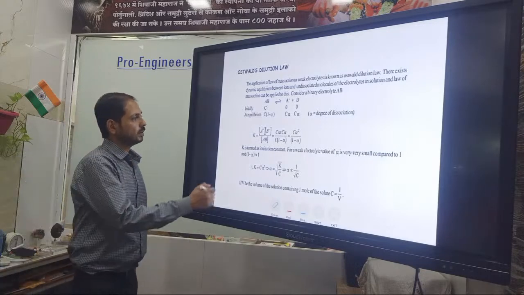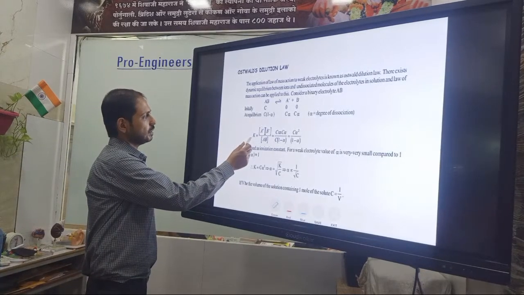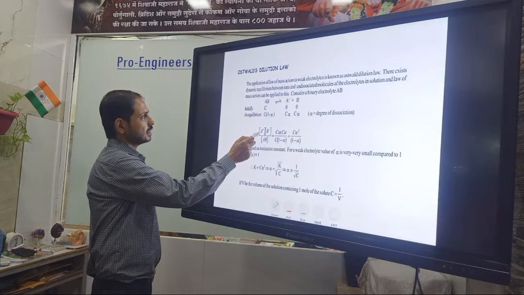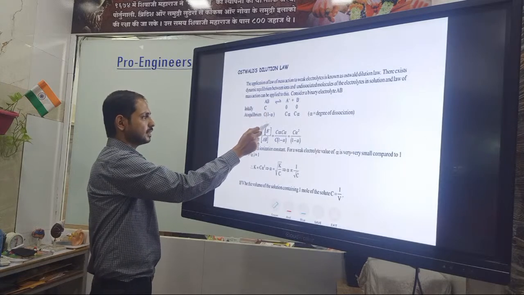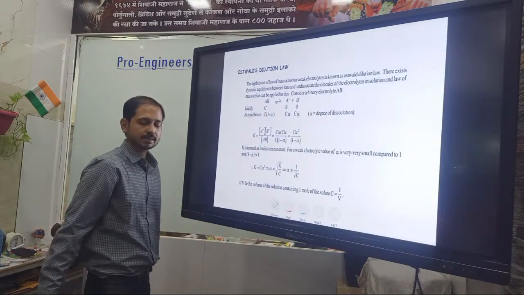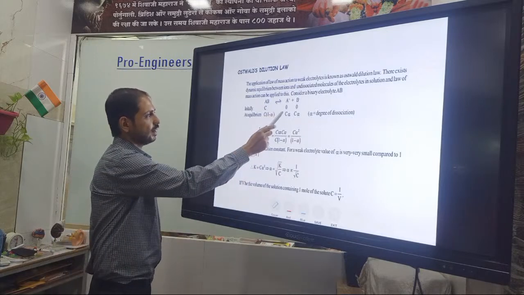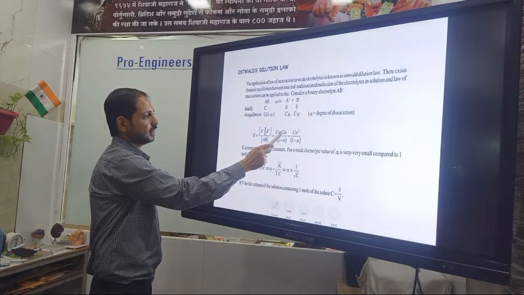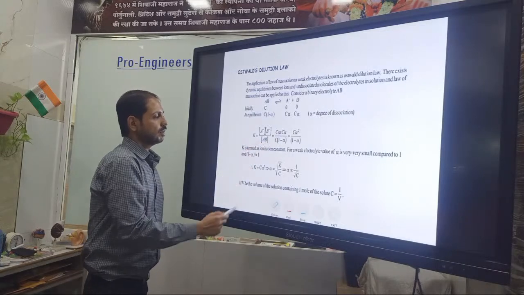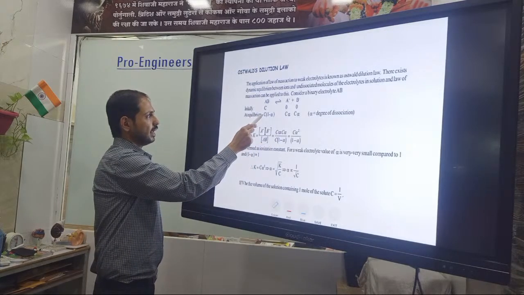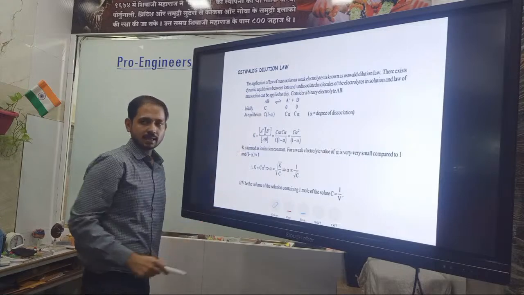Now, what do we mean by equilibrium constant? K is equal to concentration of A plus into concentration of B minus divided by concentration of AB. Instead of A plus we can write C alpha, instead of B minus we can write C alpha, and instead of AB we can write C into 1 minus alpha.